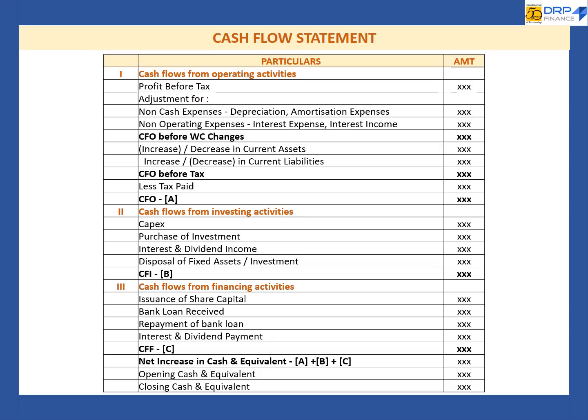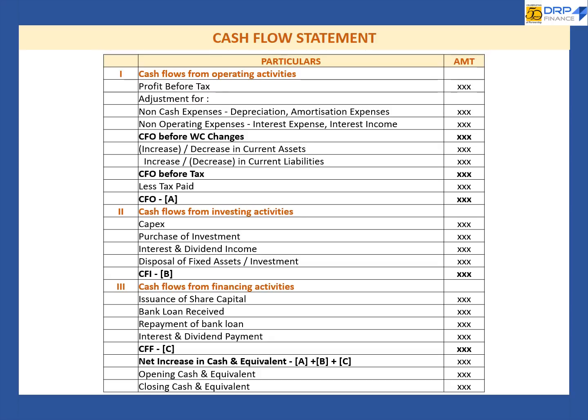Moving on to cash flow from investing activity, we show capex, purchase of investments, interest and dividend income, disposal of fixed asset investments, etc., and we get CFI. Cash flow from financing activities, major components are issuance of share capital, bank loan received, repayment of bank loan, interest and dividend payment, and we get cash flow from financing.